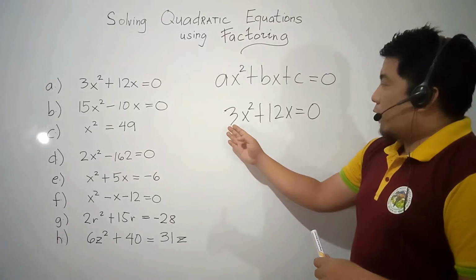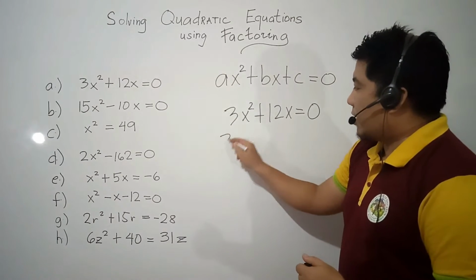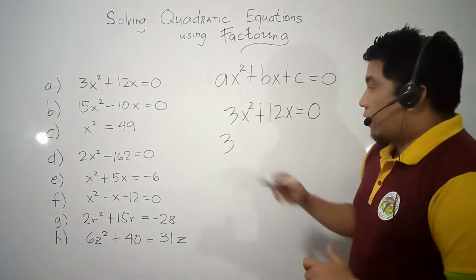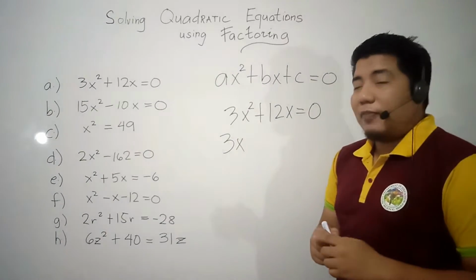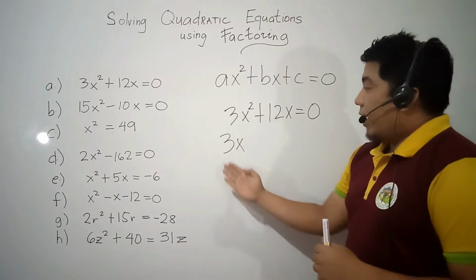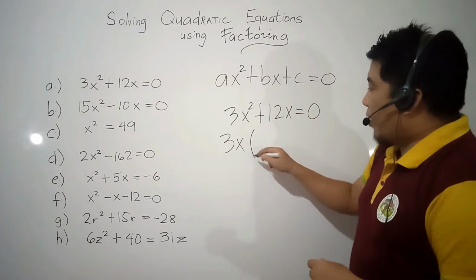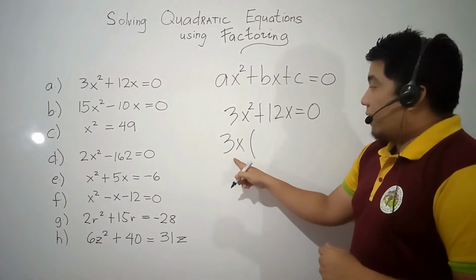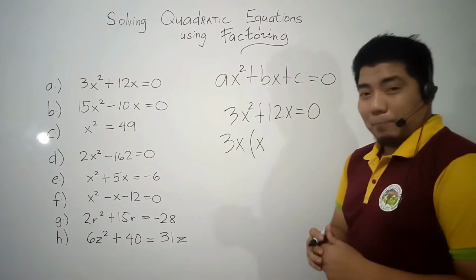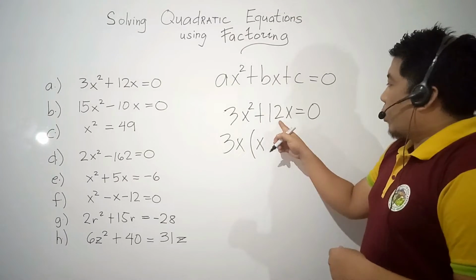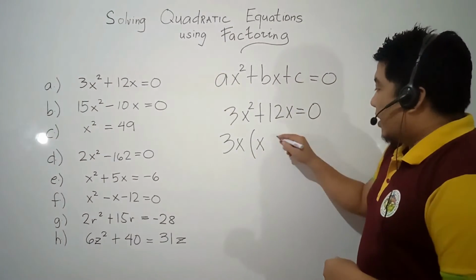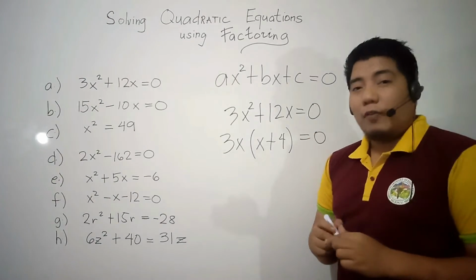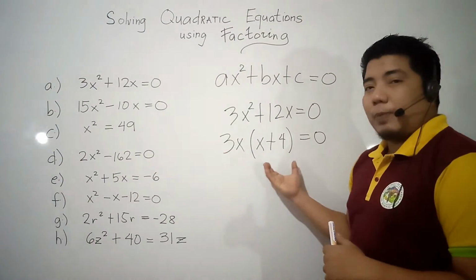Okay, so let's start first with 3 and 12. The common factor is 3. And then we go to x squared and x. The common factor is x. So the common monomial factor for these given two terms is 3x. Now, if we extract 3x from these given two terms, 3x squared divided by 3x, the answer is x. And then 12x divided by 3x, that is positive 4. So we have now our two factors, 3x and x plus 4.